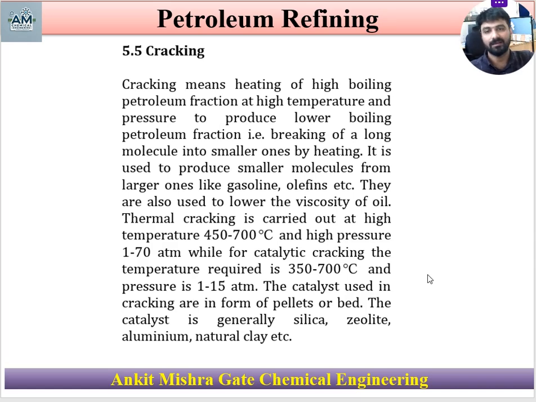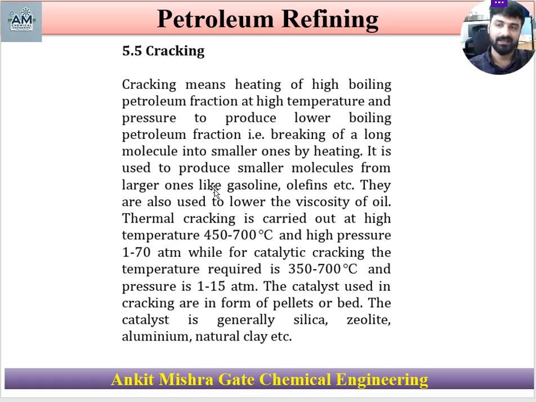There are two kinds of cracking: thermal cracking and catalytic cracking. So obviously in thermal cracking you will require higher temperature and higher pressure. In catalytic cracking you will require lower temperature and pressure compared to thermal cracking. So here you can see that thermal cracking is carried out at a higher temperature, that is 450 to 700 degrees centigrade, and higher pressure, 1 to 70 atm. While for catalytic cracking the temperature required is 350 to 700 degrees centigrade and the pressure is 1 to 15 atm only. In catalytic cracking the catalyst being used is zeolite, that is a very important catalyst, along with silica, aluminium and natural clay.